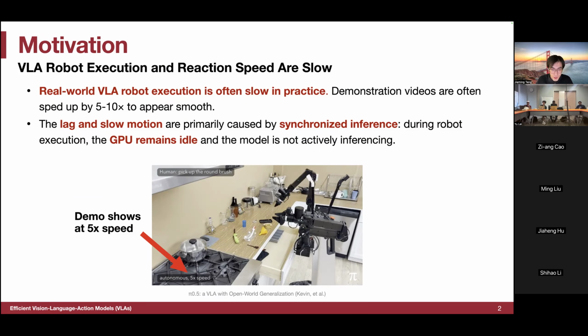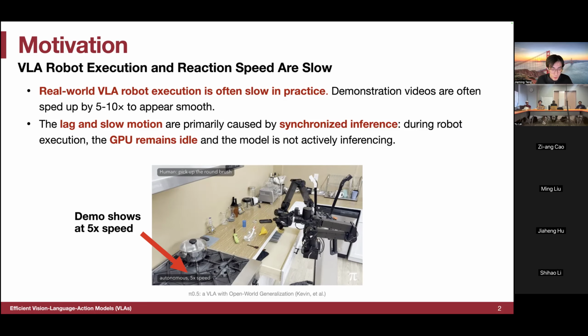We know that the current VLA models are becoming more and more capable, but the robot execution is still very slow in practice. If we look at many VLA demonstration videos, they are usually sped up by 5 to 10 times to look smooth. At a normal 1x video speed, the robot is typically moving very slowly, maybe with some lag between the perception and the actions.